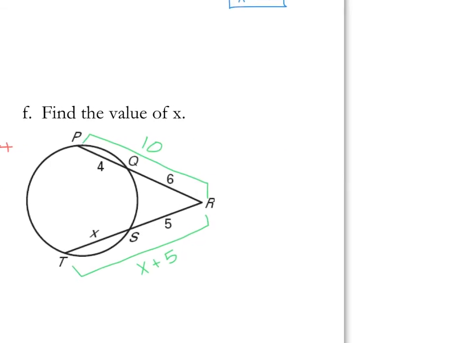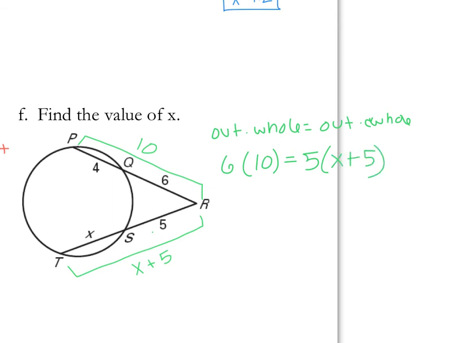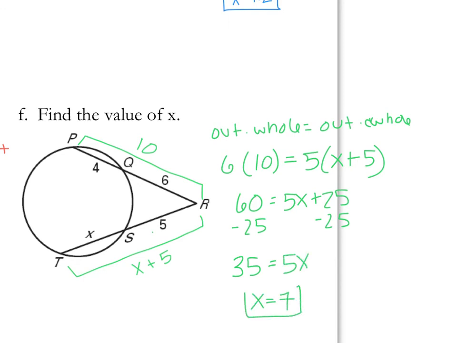So you need to make sure that you add the two parts to get the whole, and you don't multiply them. So now if I look at my equation, out times whole equals out times whole. My outer part is 6, my whole part is 10, my outer part is 5, and my whole part is x plus 5. And now I just solve. So I get 60 equals 5x plus 25, so 35 equals 5x. So then x would equal 7. And that's my answer.